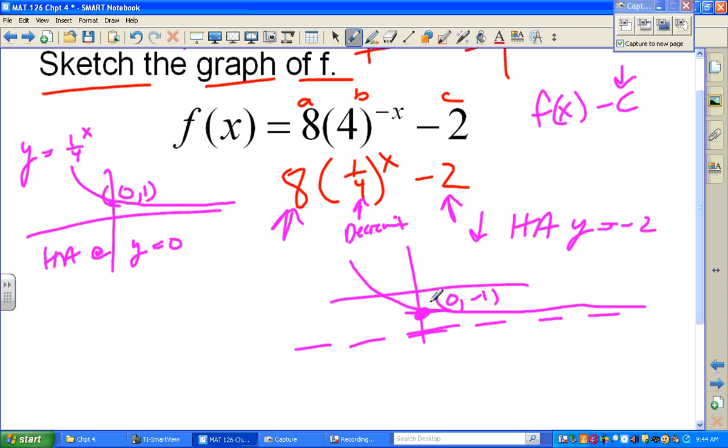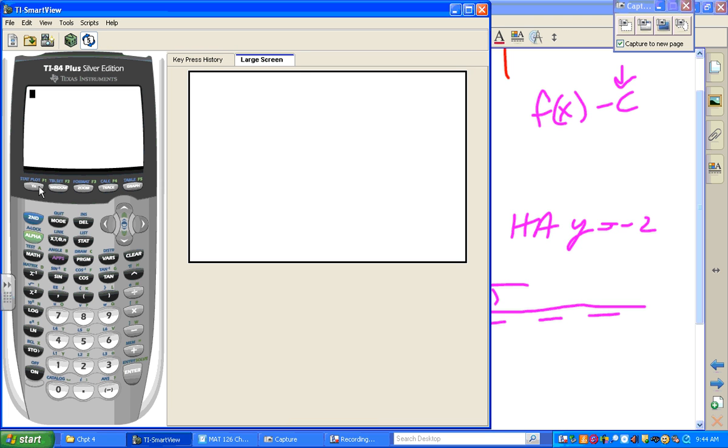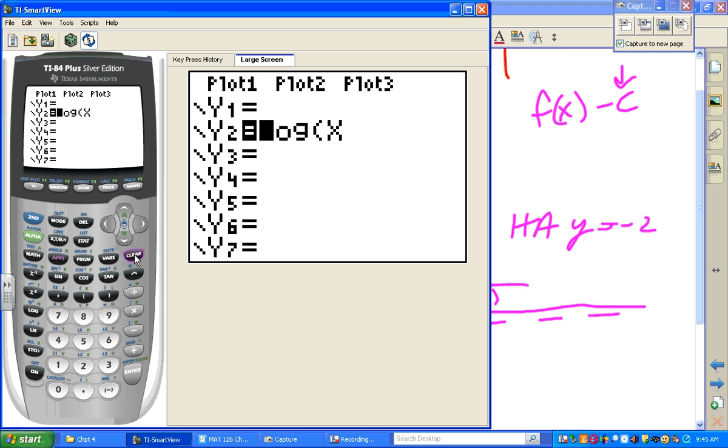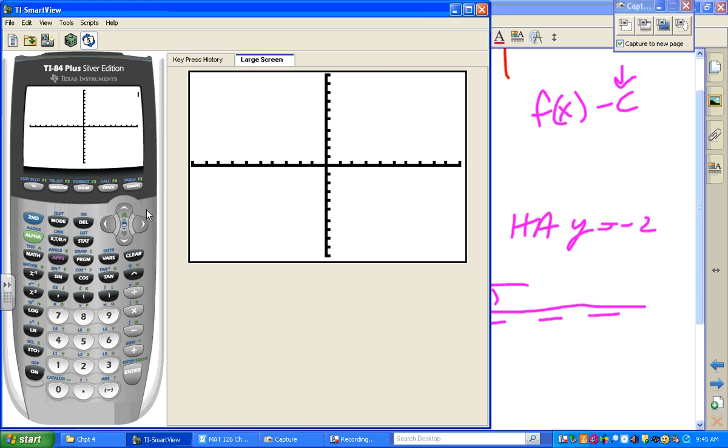Is it? Yeah. Are you sure? I'm positive. Positive? Oh, no, let's take a look. Okay, alright. Oh, I thought you said you were positive. Well, you said always drive me. 8 times 1 divided by 4 caret x minus 2. I did. I put the parentheses. Hey, there it is, decreasing. Woohoo!